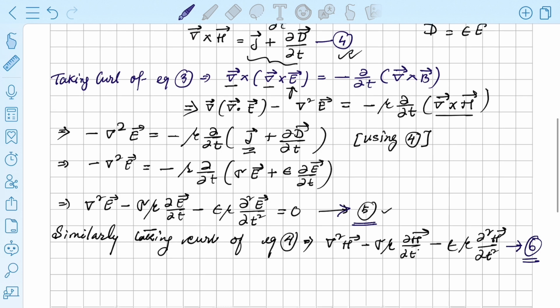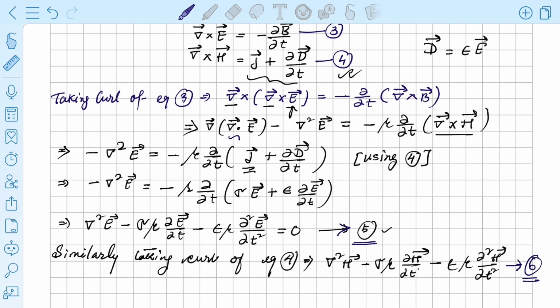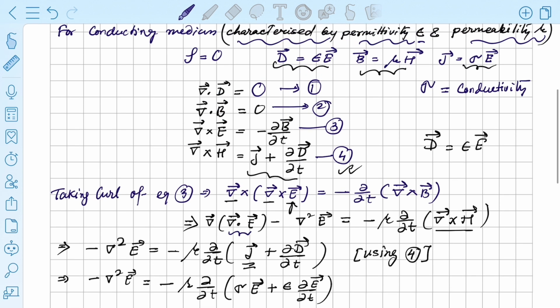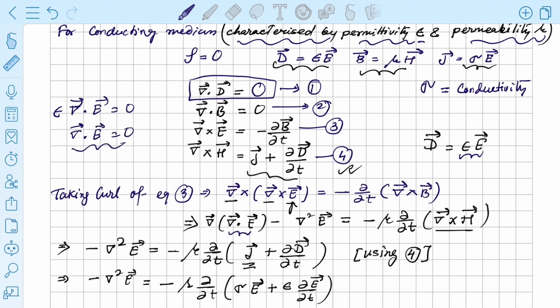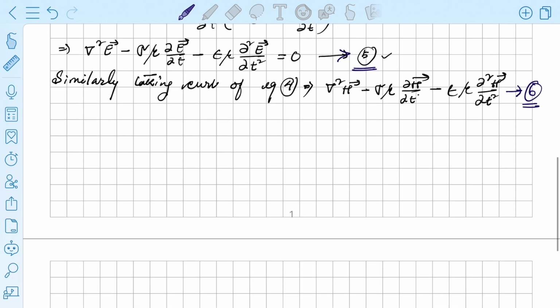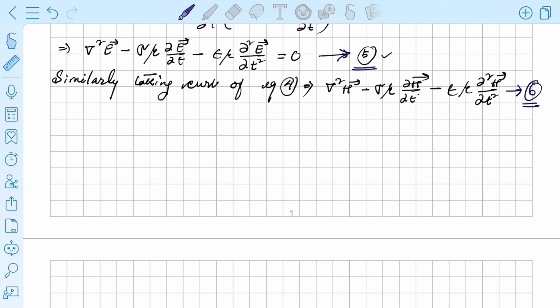You see, I have already told you that divergence of E is equal to 0. Why is it 0? Because, as I have already got this equation, divergence of D is equal to 0 for a conducting medium, and D is equal to epsilon E. So from these two equations, we can write epsilon times divergence of E is equal to 0. So here, divergence of E is equal to 0, right? I hope you have understood this. It's very simple, right? So now what are we going to do next?